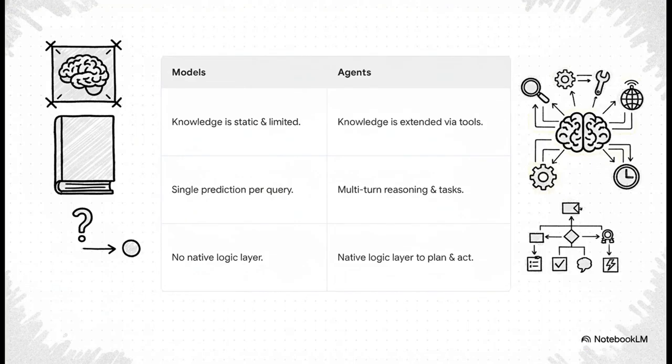And the difference between a model and an agent is absolutely fundamental. A standard model, its knowledge is frozen in time. It only knows what it learned during its training. But an agent? An agent can connect to external tools, it can get live, up-to-the-minute information. A model just gives you a single answer to a single question. An agent can create a whole plan and carry out a sequence of tasks to get something done.